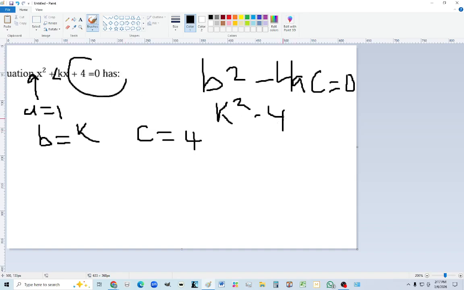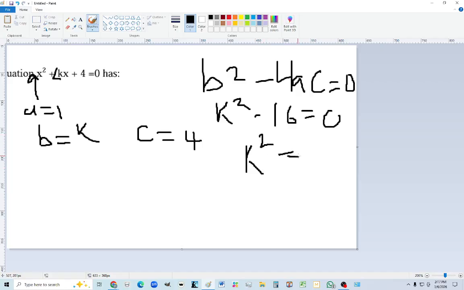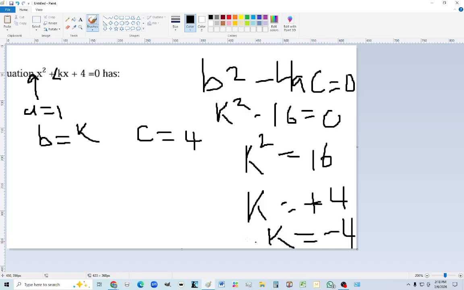And our c is 4, so minus 4 times 4 is negative 16, is equal to 0. So it becomes k squared is equal to 16. And here's the unique one. K squared, when we take a square root, we have to say the answer is when k is positive 4 or when k is negative 4. So this is interesting. Let's prove that by putting this in the quadratic equation.